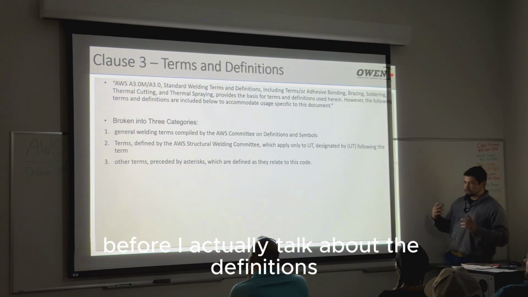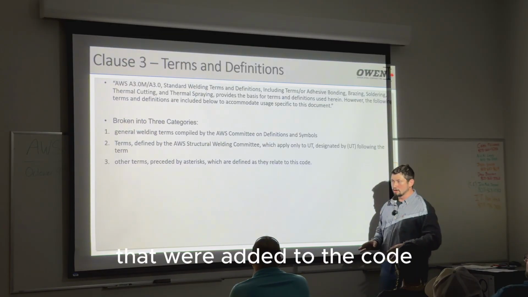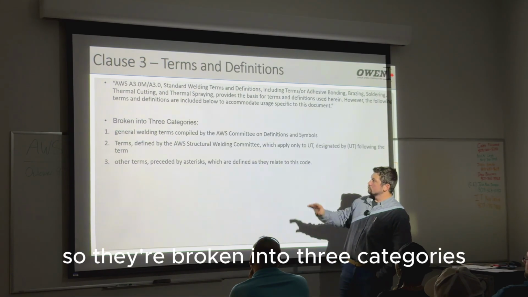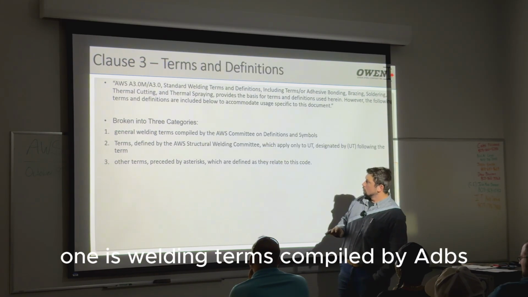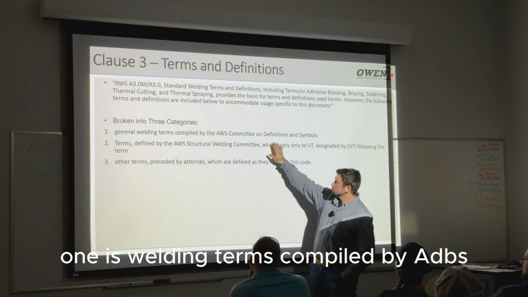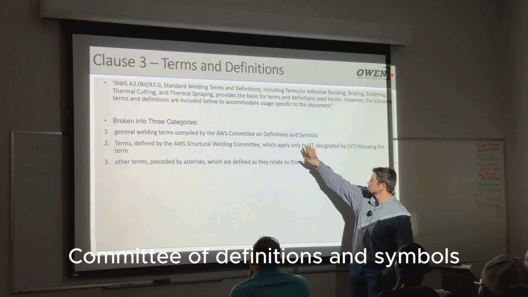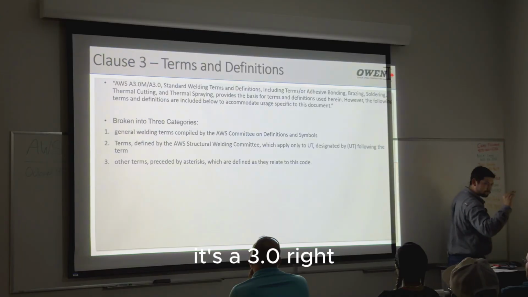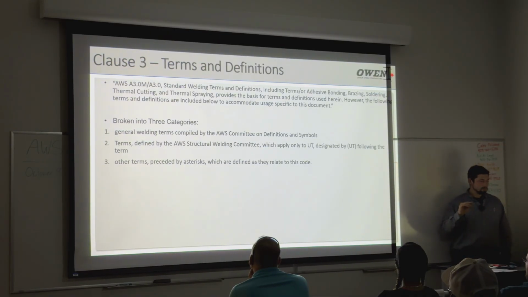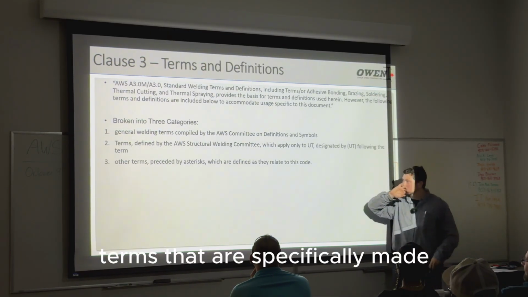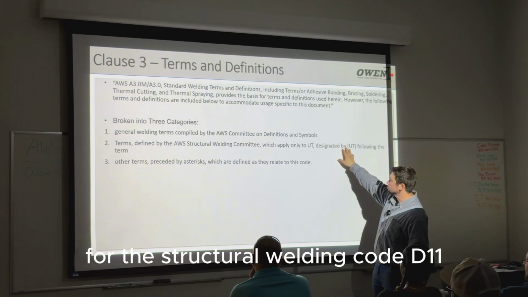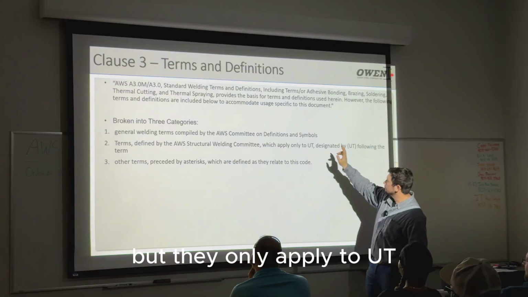Before I actually talk about the definitions that were added to the code, I want y'all to know how definitions are grouped in the code. They're broken into 3 categories. One is welding terms compiled by the AWS Committee on Definitions and Symbols. There's a whole book on that. It's A3.0, right? Then there are terms specifically made for the structural welding code, D1.1, but they only apply to UT.